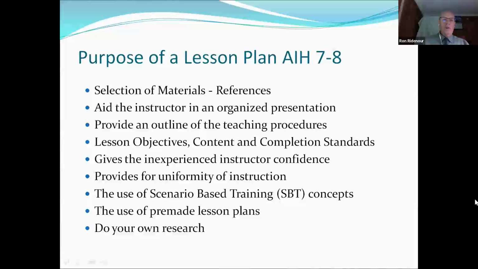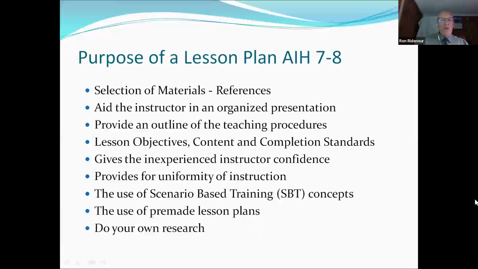Another purpose is to aid the instructor in an organized presentation. You have to be somewhat organized to be able to make an adequate presentation that doesn't miss key points as you're providing the instruction.